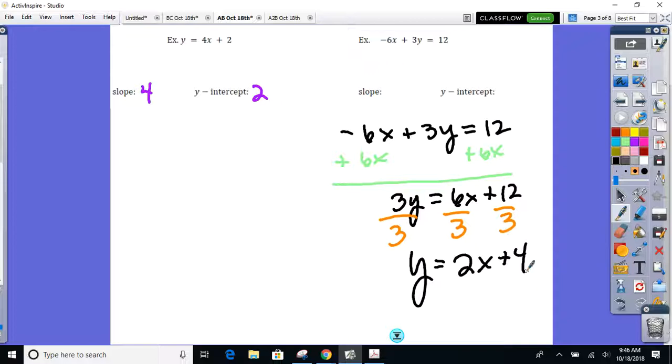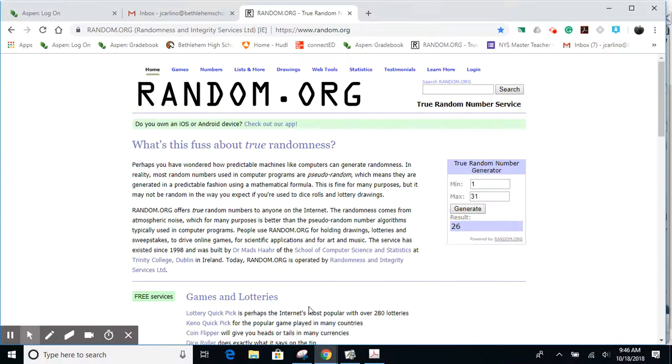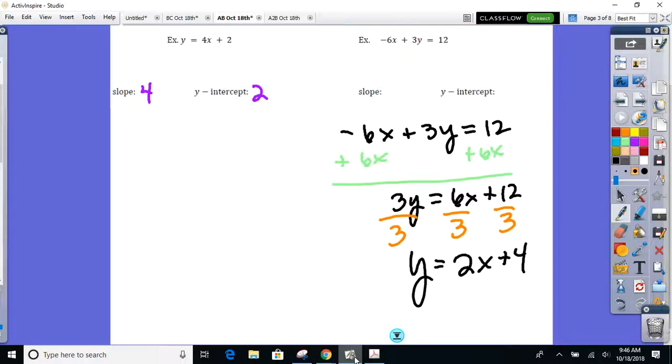Now that it's in y equals form, slope and y-intercept. There you go, slope-intercept. Standard form, slope-intercept form. All good. Questions there?